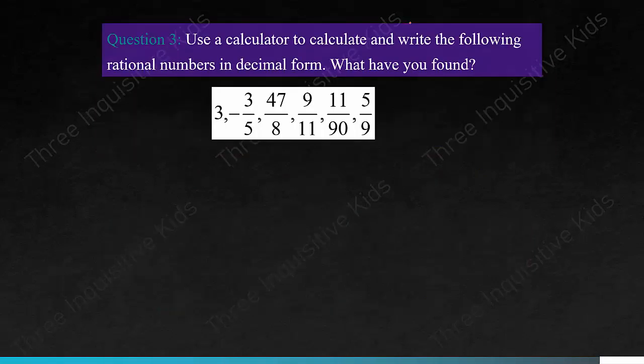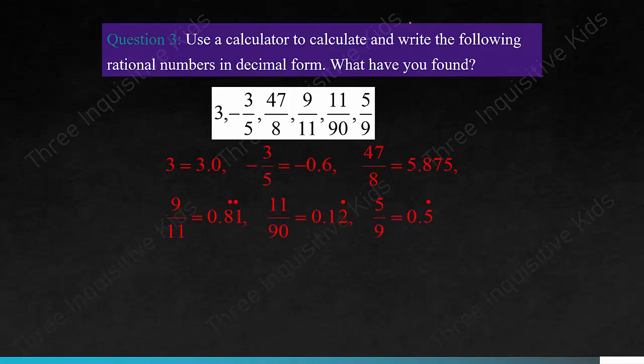Use a calculator to calculate and write the following rational numbers in decimal form. What have you found? So 3 equals 3.0, negative 3/5 equals negative 0.6, 47/8 equals 5.875, 9 over 11 equals 0.81818181 repeating on to infinity, and 11 over 90 equals 0.1222222. 5 over 9 equals 0.55555 and keeps going on into infinity.